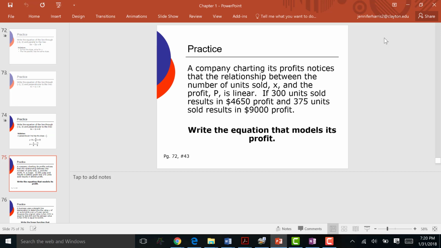Now, is the slope positive or negative here? Positive. Should you expect it to be an uphill line or a downhill line? Uphill. Don't you want to make more money every time you sell more? Okay. All righty. Last one.